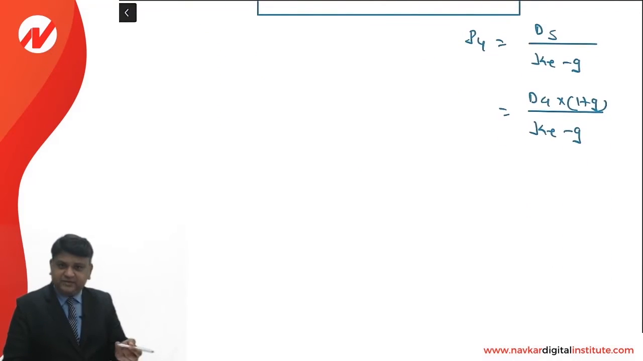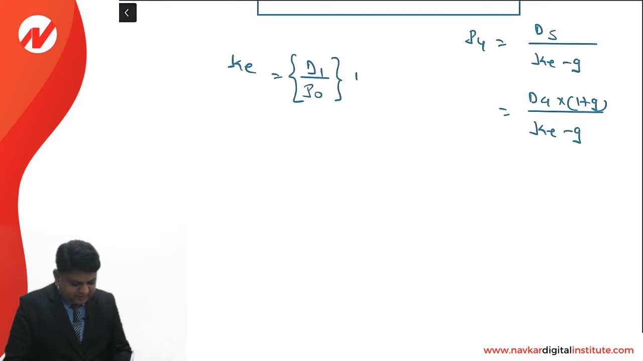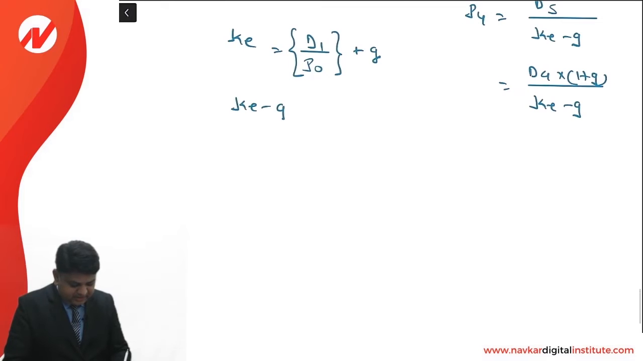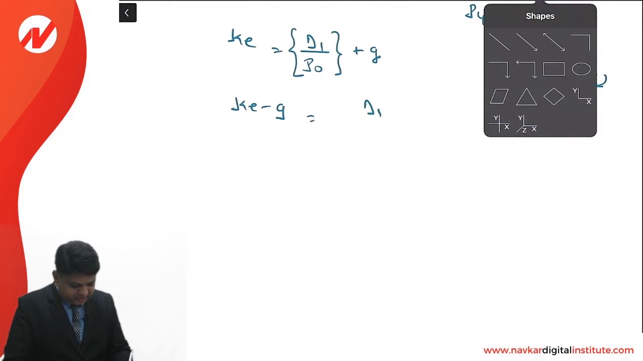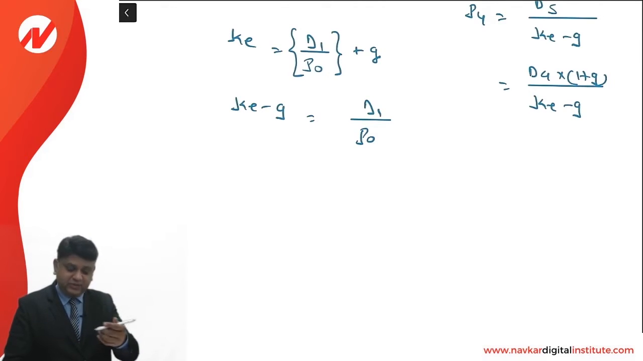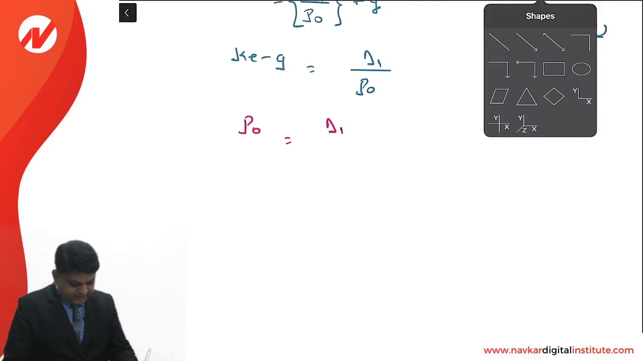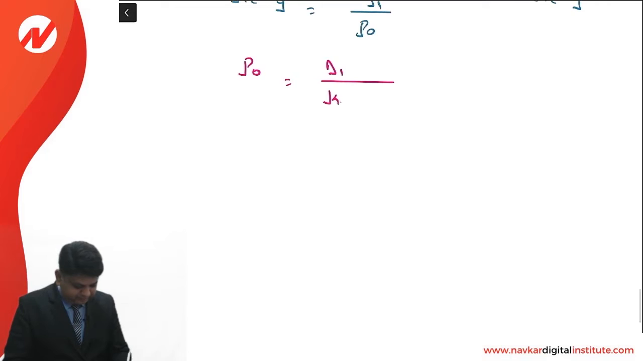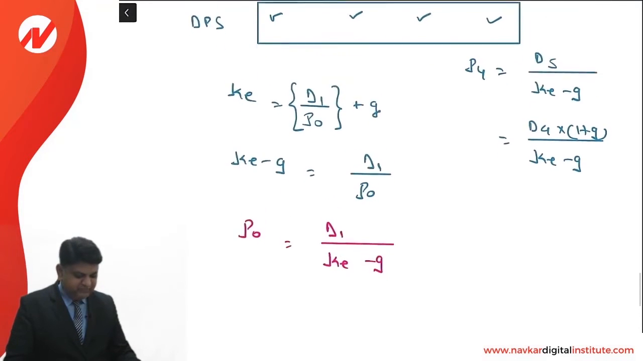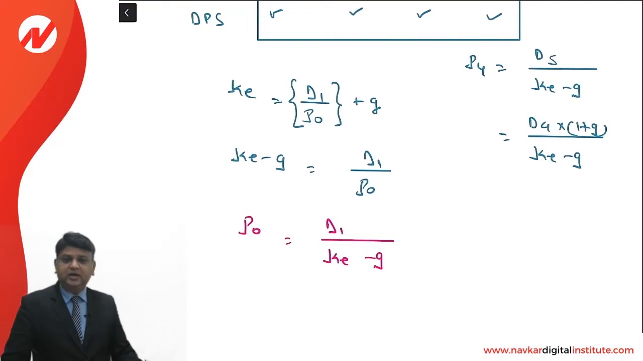What happens a number of times is that students have a contention like this, that we know K is equal to D1 upon P0 plus G. This is the formula that we already have studied. G is transferred on the opposite side, so K minus G is equal to D1 upon P0. P0 is transferred on the left hand side, so P0 is equal to D1 upon K minus G. This is the way we make the calculation of the P0. However, this formula is not applicable in this example.